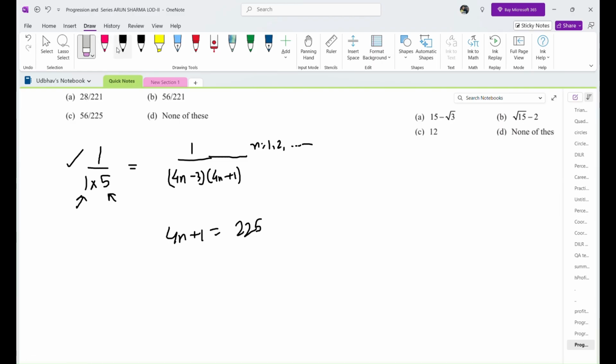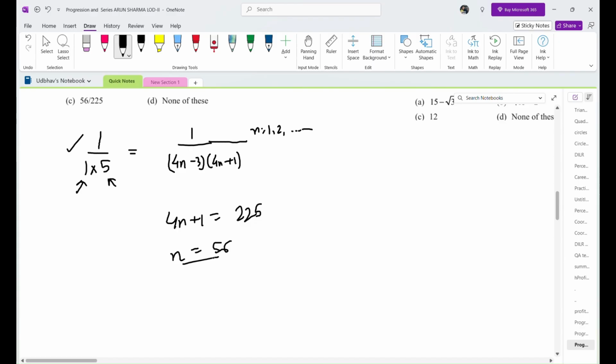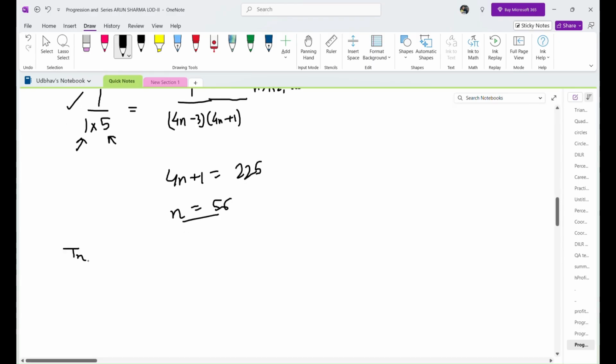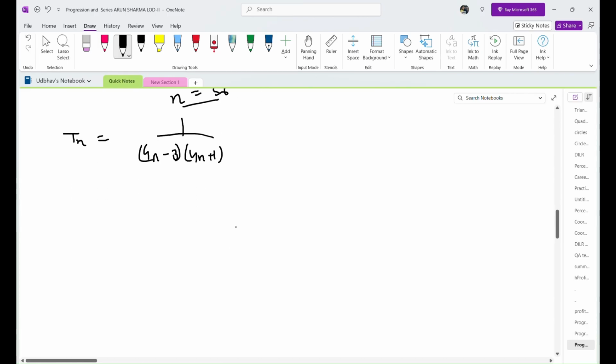So from here we can find the value of n. n will be equal to 224 upon 4. 224 divided by 4 is 56. So we got 56. And the Tn for this was 1 upon (4n minus 3)(4n plus 1). Now we can just use the partial fraction method.